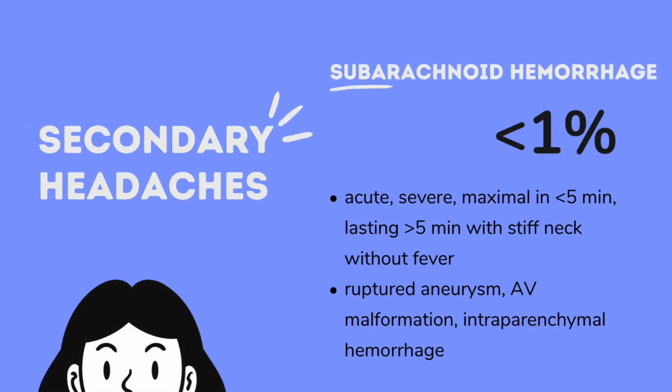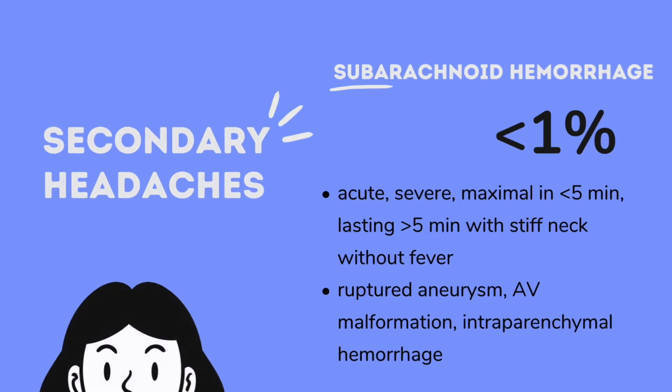Subarachnoid hemorrhage has an incidence of less than 1%. It is characterized by acute severe headache, maximal in less than 5 minutes, but lasting for more than 5 minutes. It is associated with stiff neck, but unlike your meningitis, it has no fever. Its causes include ruptured aneurysm, AV malformation, and intraparenchymal hemorrhage.